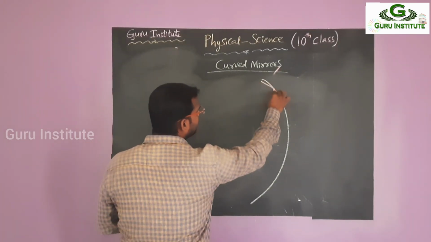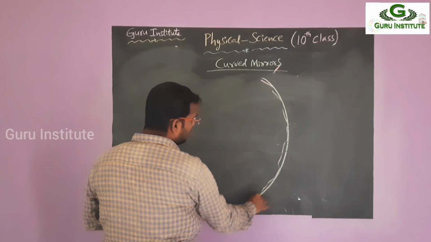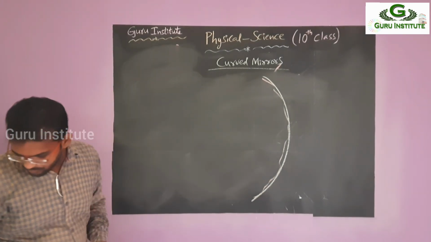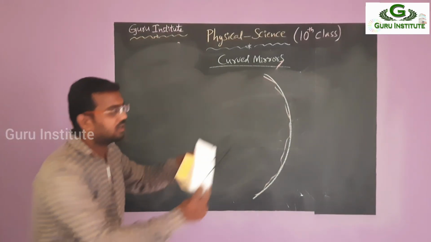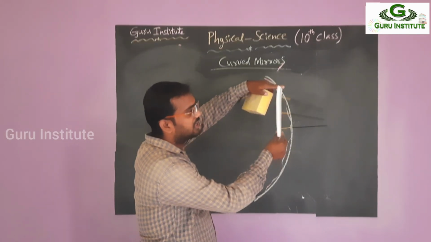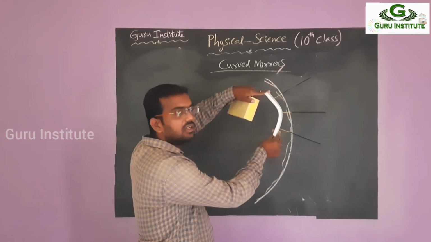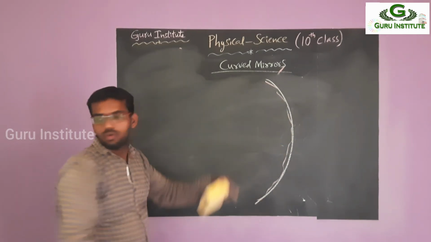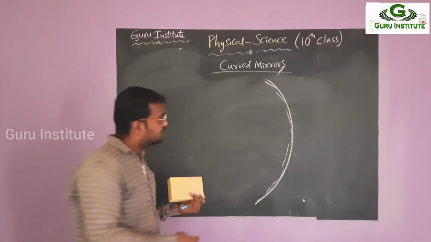What happens in the convex mirror? The shading is on this side. I am taking the same as before. In the previous one, the rays met directly, which means concave. In the convex, what happened? These are not meeting directly. So by extending, we have to see this one.